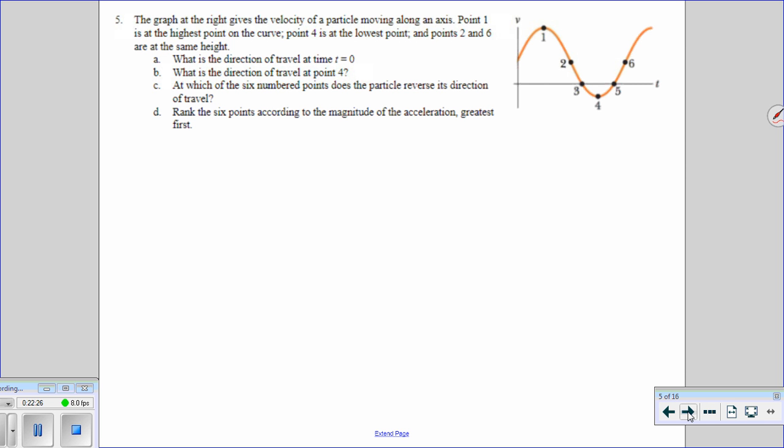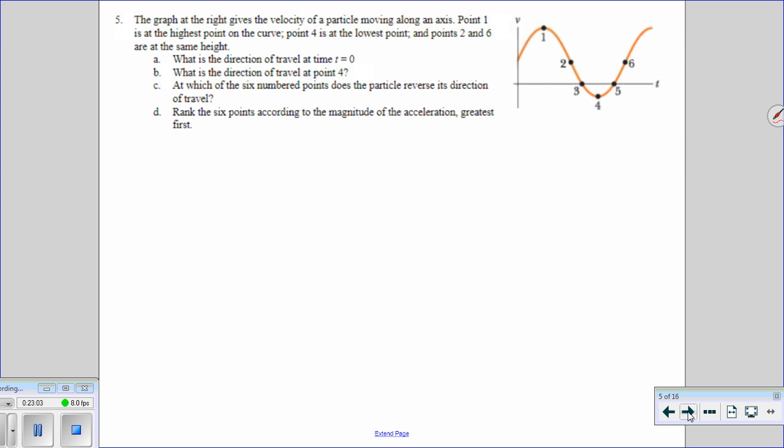Matt, part B, what's the direction of travel at point 4? That's okay. That's why we're here. So you're thinking that because it flattens out, right? So if this was a position time graph, you'd be right. Well, no. So what does the fact that it's a minimum mean? It doesn't mean that it's not moving. It means it's not accelerating. Follow?